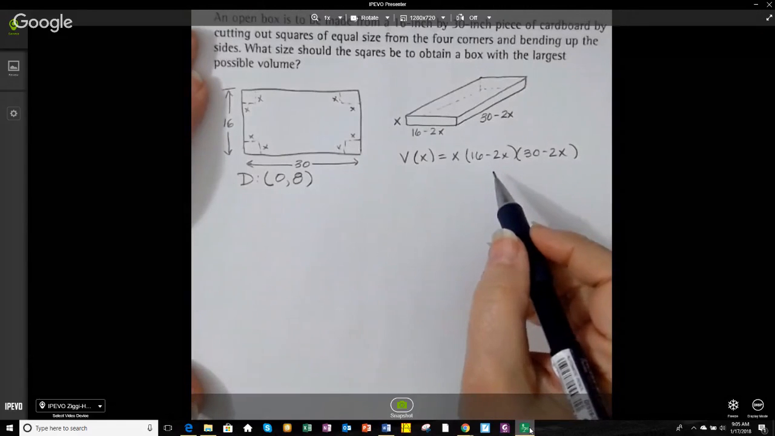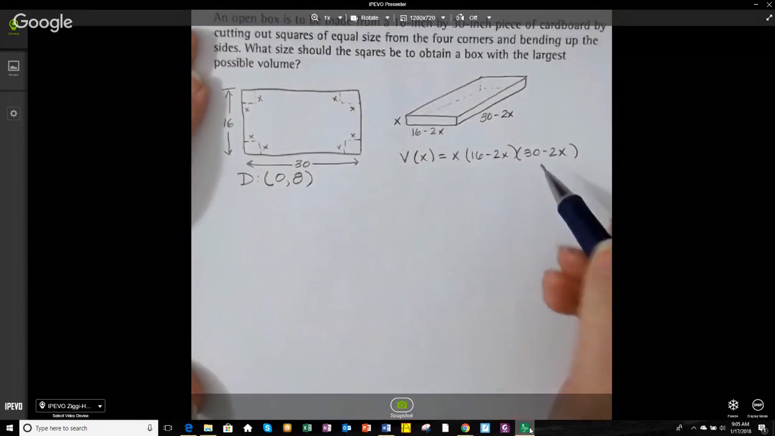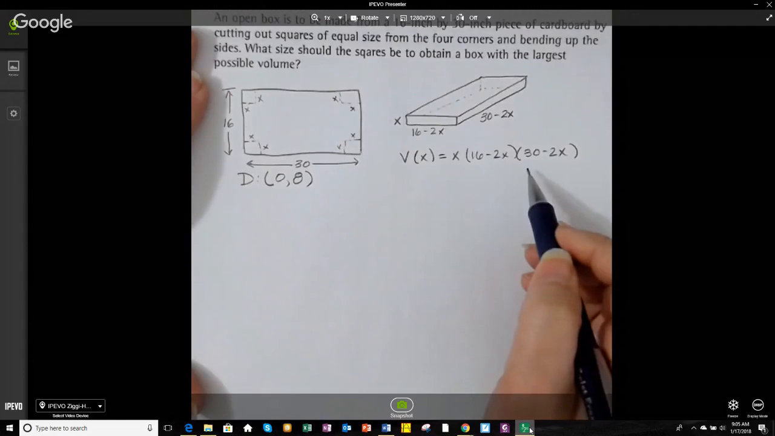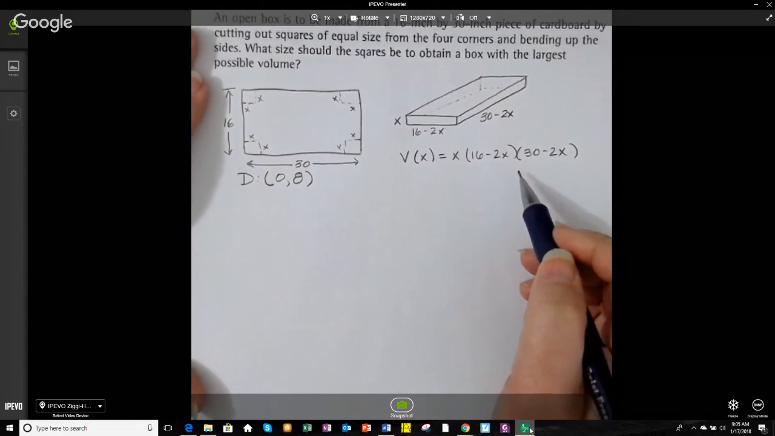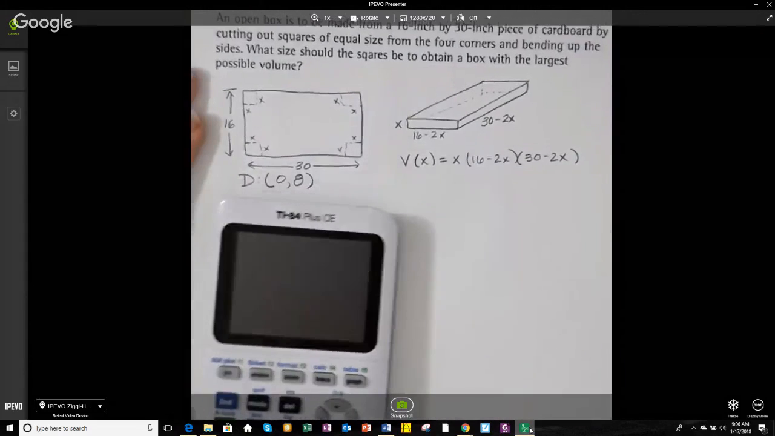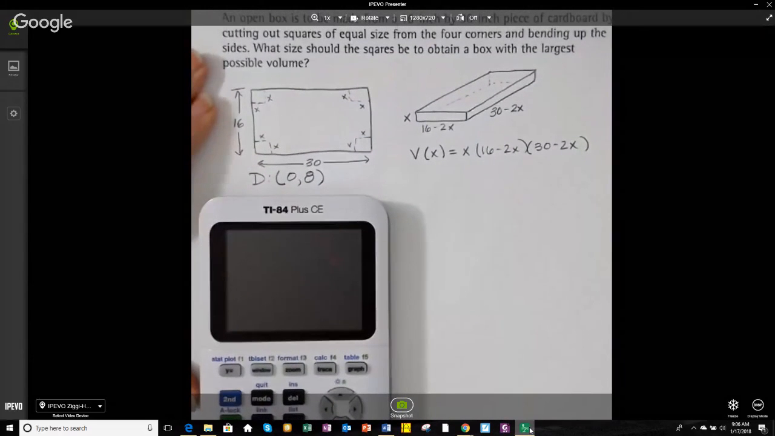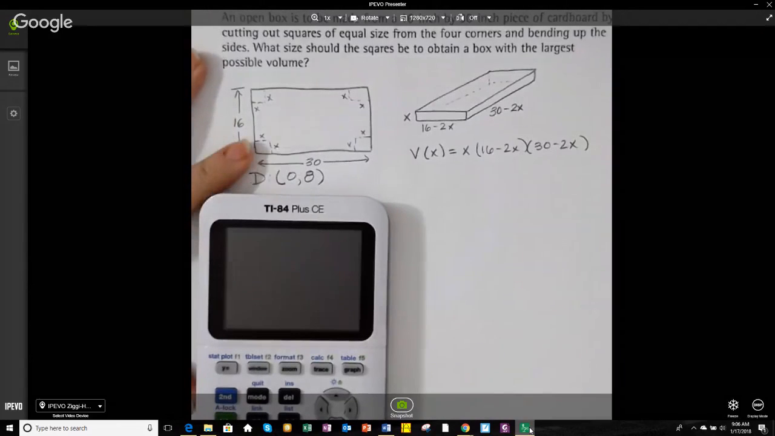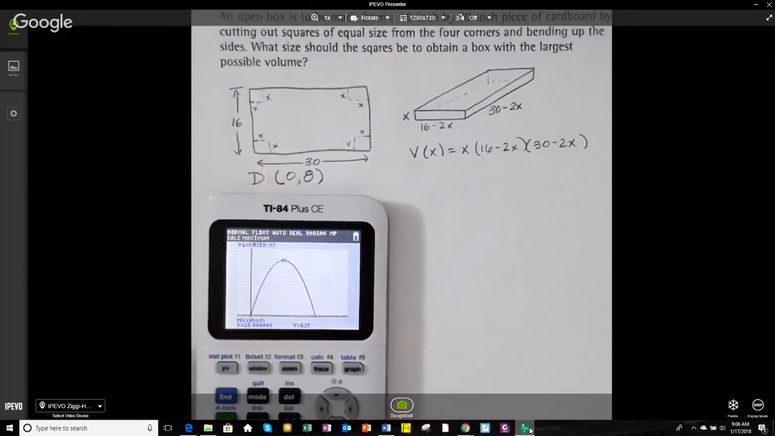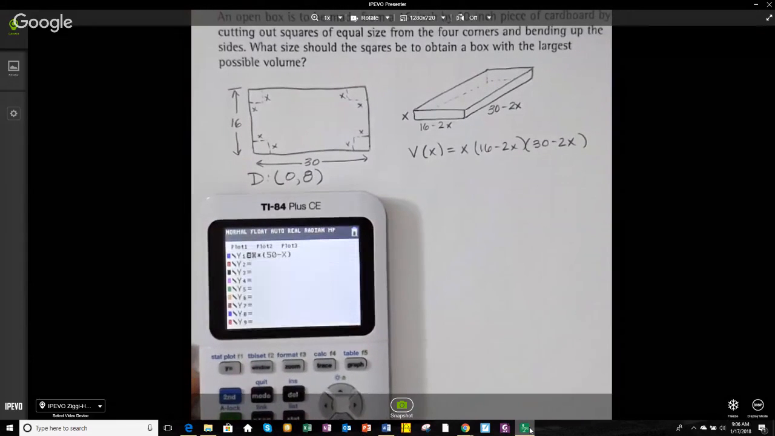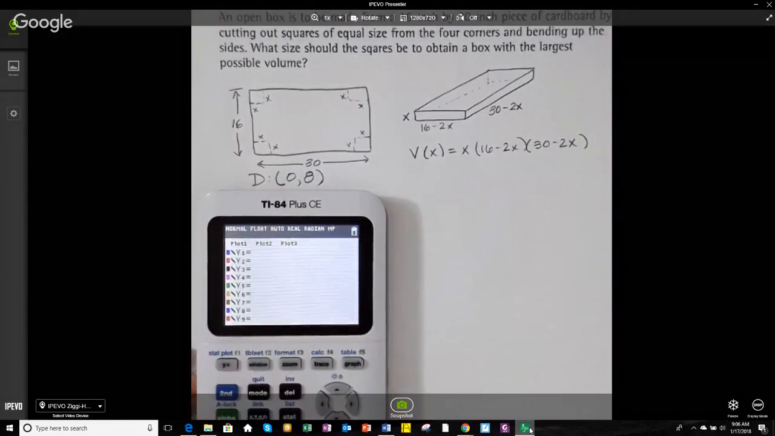All right, now I don't recommend for the purposes of this problem, because we're just trying to find the maximum volume and what X will create that, multiplying this out because this is a calculator question. And so what we're going to do is use our calculator to find the maximum here. So I'm going to turn it on again. And we're going to go to y equals here. And let's type in our volume function, which is x times 16 minus 2x times 30 minus 2x. All right, and there's our volume equation.